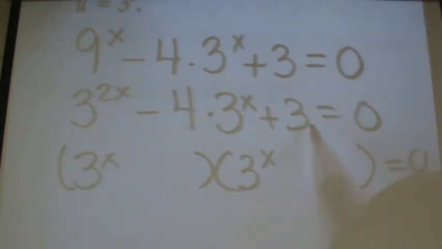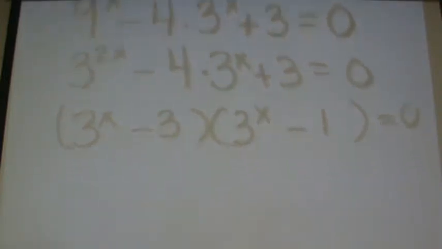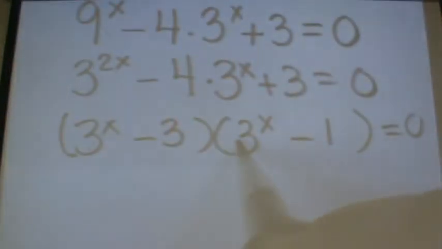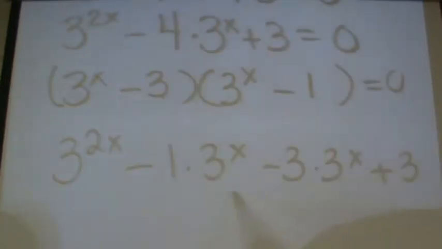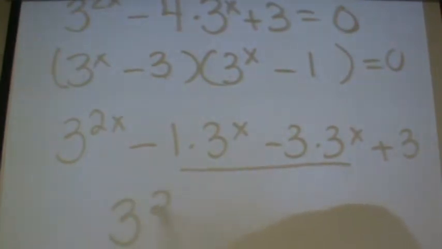Now, how can you split up 3 so that when you multiply, you get a 3, but when you add, you get a 4? Negative 3, negative 1. So now watch, I'm gonna FOIL this for you to show you. What is 3 to the x times 3 to the x? It's 3 to the 2x. What's 3 to the x times -1? It's -1 times 3 to the x, then -3 times 3 to the x, and then -3 times -1 is 3. And then these two are like terms. And that's how you get your original problem.